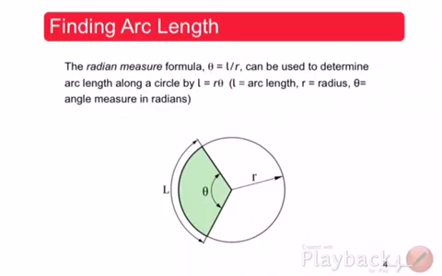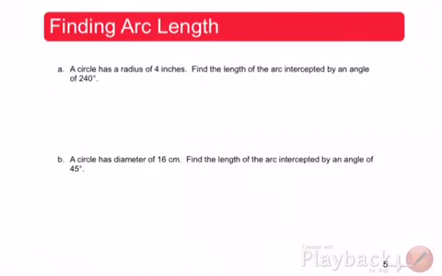So therefore, if I know that theta is equal to the arc length divided by r, I can rearrange the formula to give me the arc length is equal to the radius multiplied by theta, by bringing the radius over and multiplying it by theta. Again, L is the arc length, r is the radius, and theta is the angle measure at the center, but it must be in radians. Okay, so we can use that formula for the following examples.